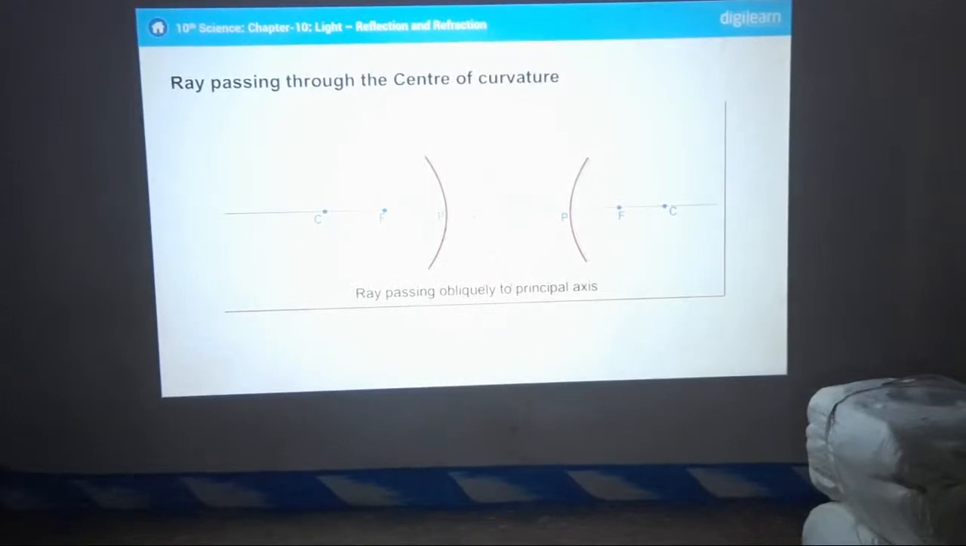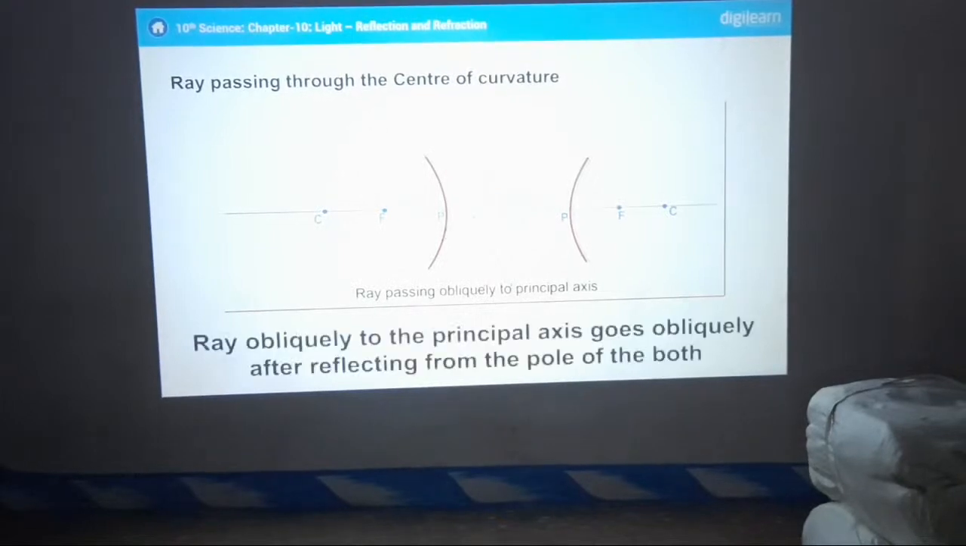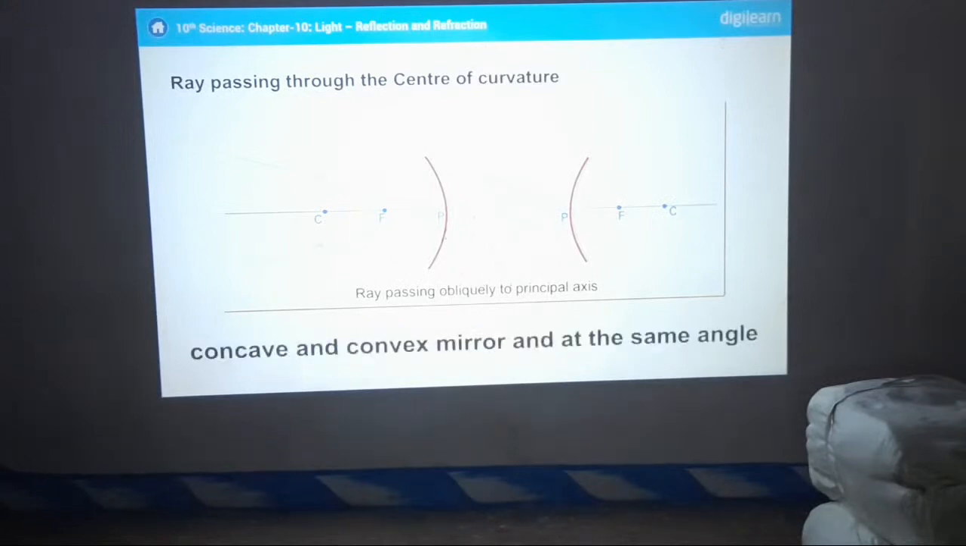Ray incident obliquely to the principal axis. A ray incident obliquely to the principal axis goes obliquely after reflecting from the pole of both concave and convex mirror, and at the same angle.